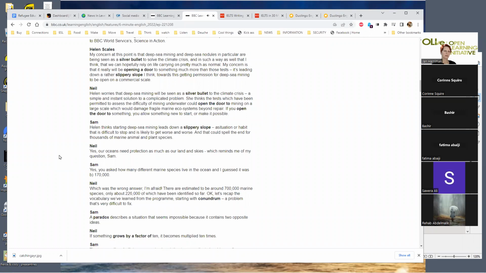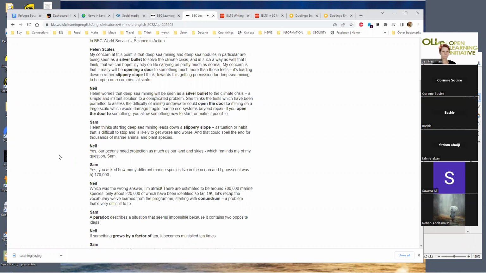My concern is that it really will be opening a door to something much more than those tests. It's leading down a rather slippery slope, I think, towards this getting permission for deep sea mining to be opened on a commercial scale. Helen worries that deep sea mining will be seen as a silver bullet to the climate crisis, a simple and instant solution to a complicated problem. She thinks the tests which have been permitted to assess the difficulty of mining underwater could open the door to mining on a large scale, which would damage fragile marine ecosystems beyond repair.